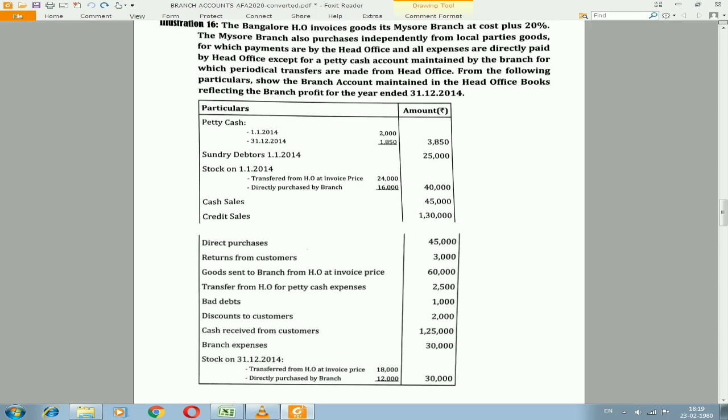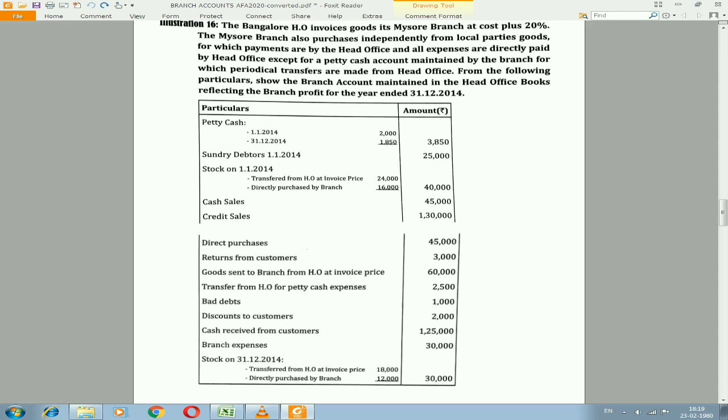So here they have mentioned the financial year as 31/12/2014, that is the year end. So we are supposed to start with the year starting from 1/1/2014. Then on the table we have petty cash, which is on opening day as well as on closing day. Then we have sundry debtors. Then we have stock on 1/1/2014.